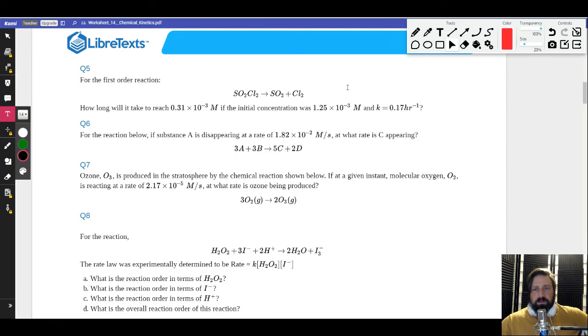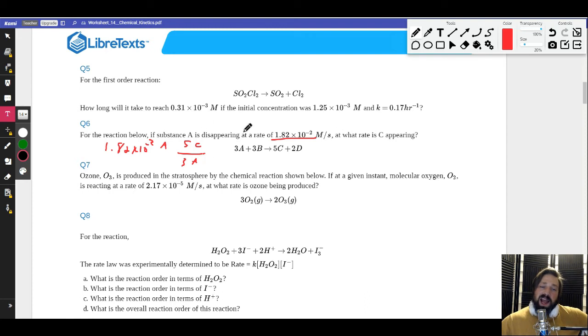All right. Question 6. For the reaction below, if substance A is disappearing at a rate of 1.82 times 10 to the negative second molar per second, what is the rate of C appearing? This is just stoichiometry. You take this rate for A, 1.82 times 10 to the negative second, and then do your stoich step. A is on bottom, C is on top. That's 5 over 3, and plug and chug from there.